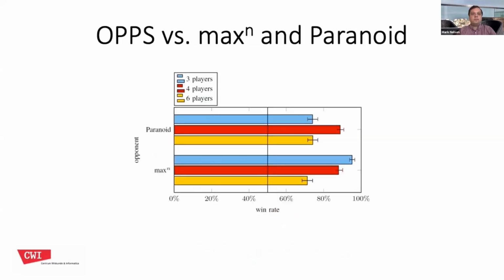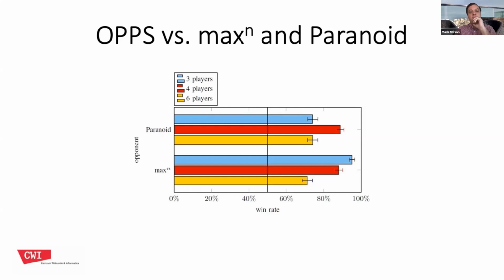Now, the baseline we just used, BRS+, has been shown to be a significant improvement over MaxN and Paranoid in the literature in a variety of games. However, we wanted to make sure that our tuning of OPPS against BRS+ had not led to overfitting, and that OPPS was indeed still outperforming the older techniques MaxN and Paranoid as well.